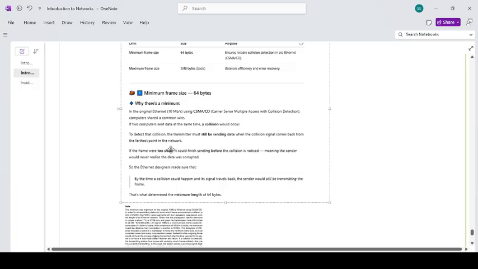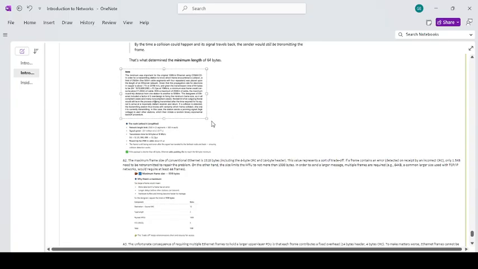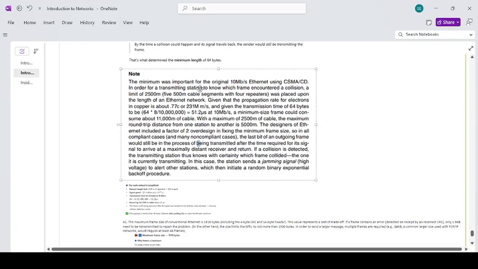To detect that collision, the transmitter must still be sending data when the collision signal comes back from the farthest point in the network. If the frame were too short, it could finish sending before the collision is noticed, meaning the sender would never realize the data was corrupted. So the Ethernet designers made sure that by the time a collision could happen and its signal travels back, the sender would still be transmitting the frame. That's what determined the minimum length of 64 bytes. So that's what this note means.